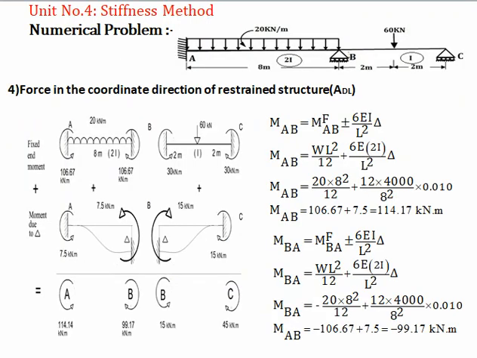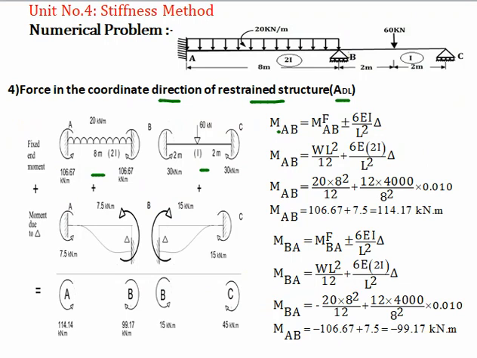Now in the next step let us find out the force in the coordinate direction of a restrained structure. Let us call it ADL. Now keep each span restrained and find out the moment generated at the restrained end due to the restraint. Now consider AB span first.